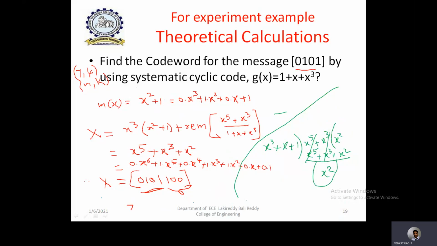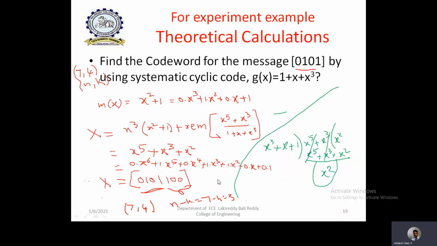That's why it is called a 7,4 cyclic code, where 7 is the number of bits in the final code word and 4 is the number of bits in the message, and n minus k is equal to 7 minus 4, which is equal to 3. So that value represents the number of parity bits in the code word. How many parity bits are there? 3 parity bits. So that is calculated by simply n minus k. Okay. So this is the theoretical analysis you must do while doing the laboratory, which is also very useful in the theoretical class.